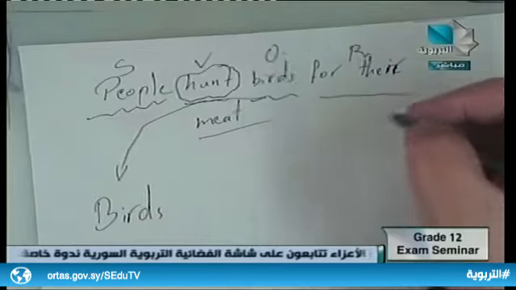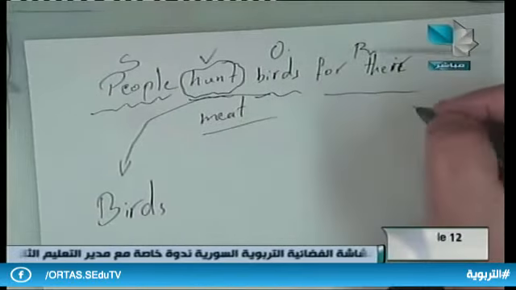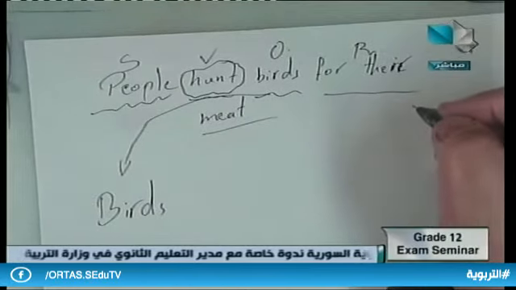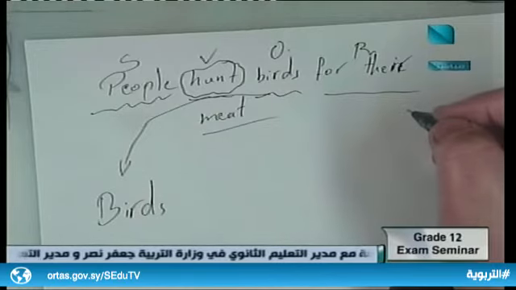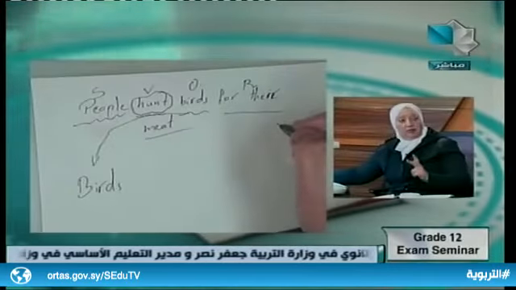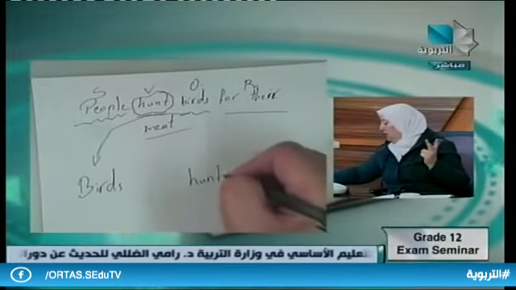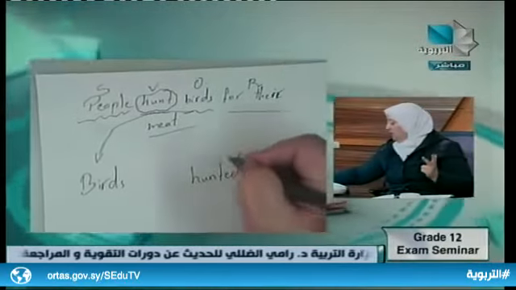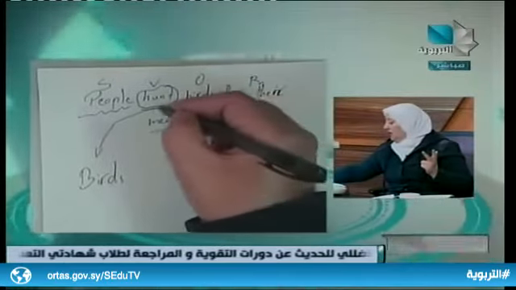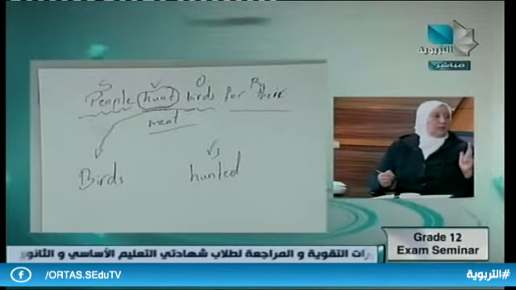Here we have something important: in the passive I have to pay attention to two things, the verb to be and verb 3 of the sentence. Verb 3 of hunt, which is regular, is hunted. This is verb 3. But what's the tense of hunt? It's simple present.